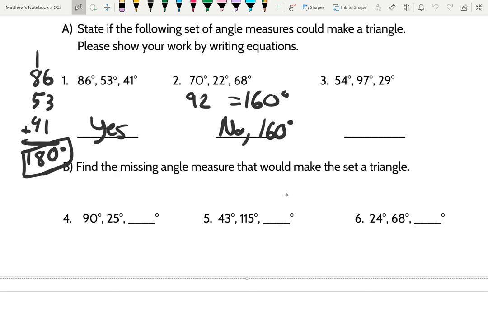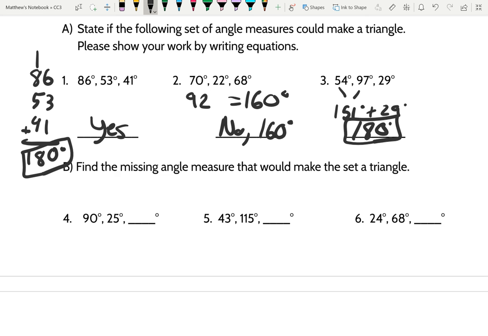All right, so let's go ahead and try it out. If we've got 54 plus 97, that's going to give us 151, and then we still have our 29 degrees. And when we add 29 here, it's going to get us to 180. There we go. So yes, we do have a triangle.